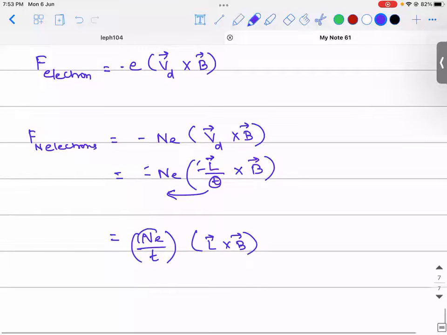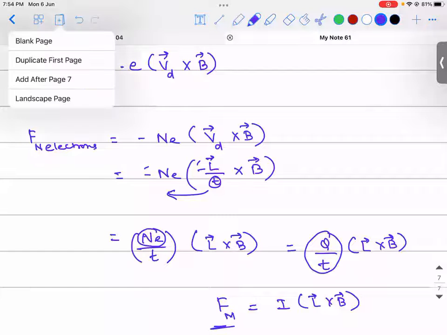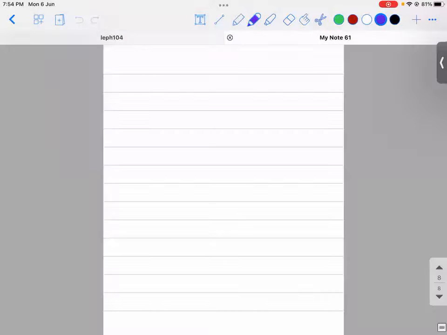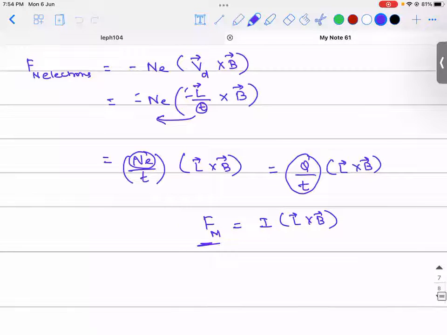What is N into e? It is the total charge. So the total charge flowing per unit time into L vector cross B vector. What is the total charge flowing per unit time called? Current. So I into L vector cross B vector is what is going to be the magnetic force experienced by the current carrying conductor. Are you able to understand this?